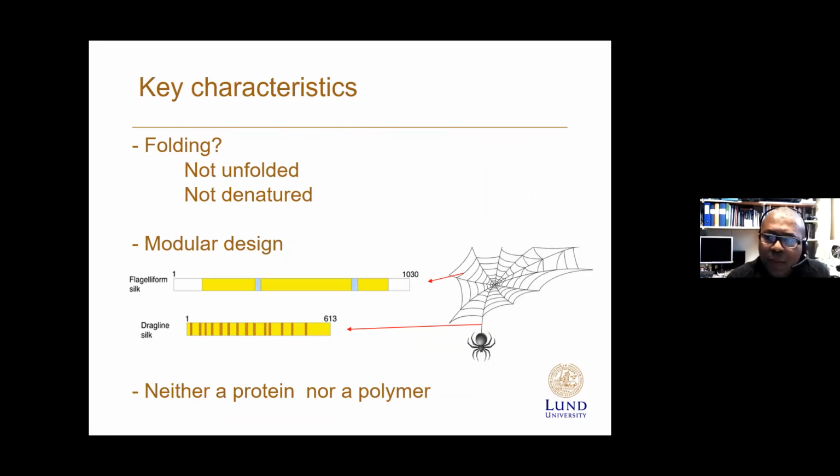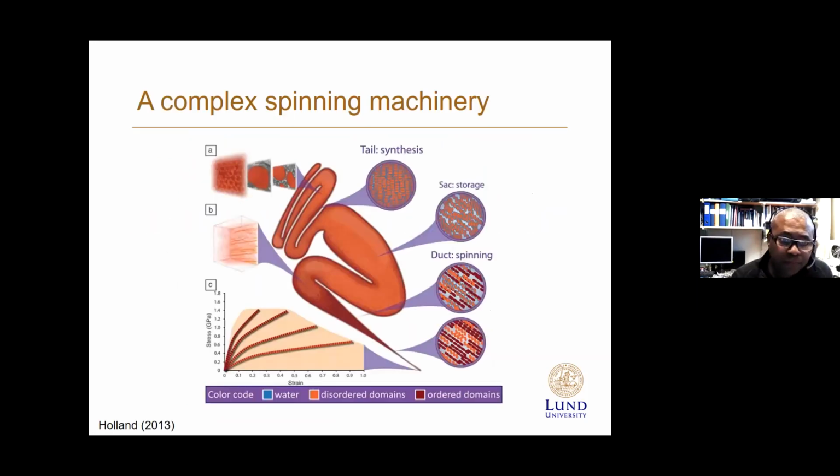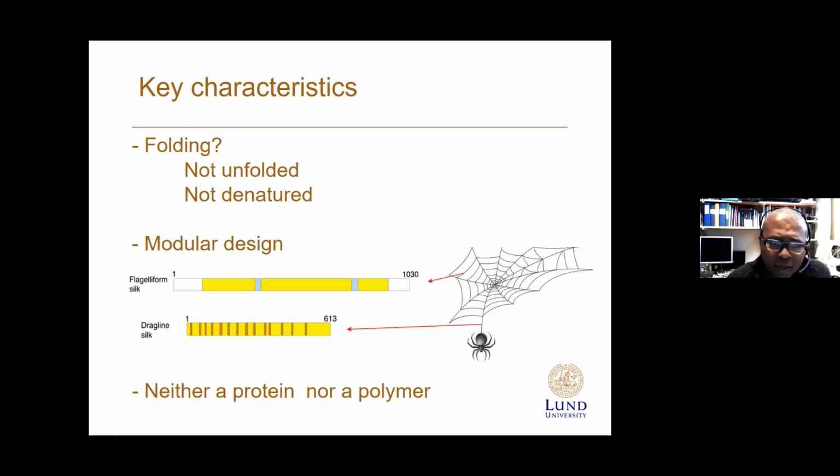Their folding is a bit unclear. So they are neither unfolded, nor denatured. And they all have this modular design. So if I take the example of a spider, where we have a two-dimensional web, radial threads, and then spiral threads, the yellow are the genetic markers for elasticity, so very elastic-like domains, and then the red threads are more the crystalline type of domain.